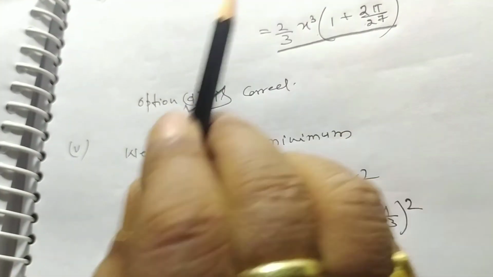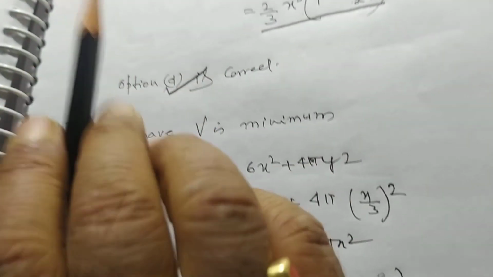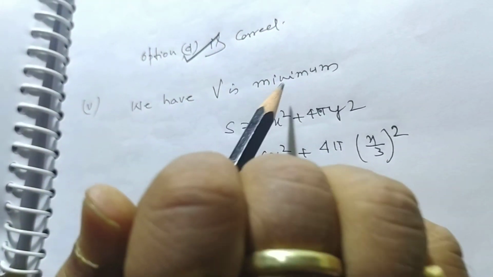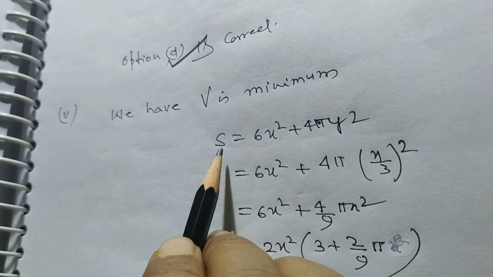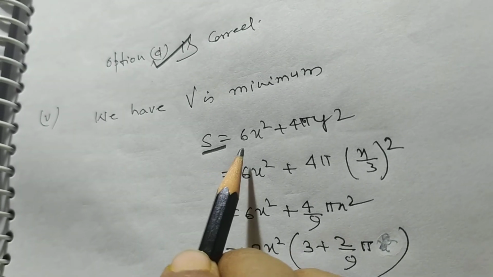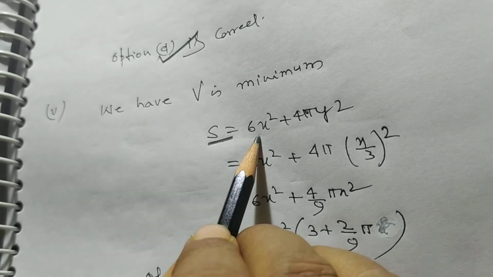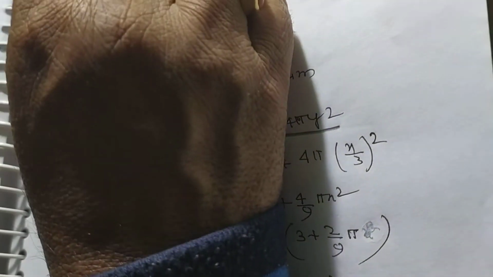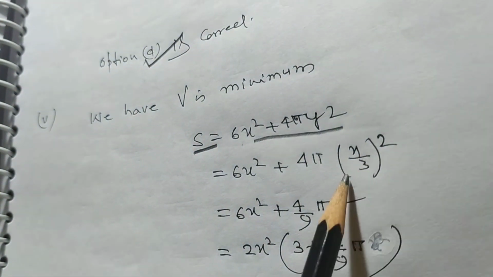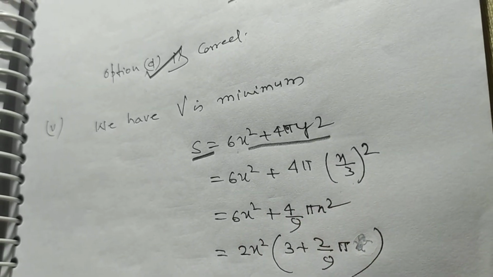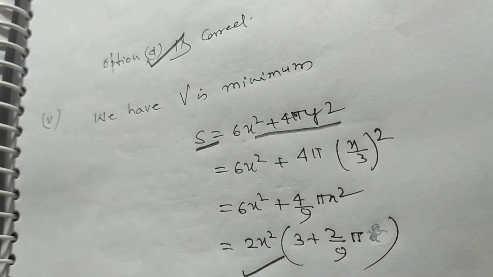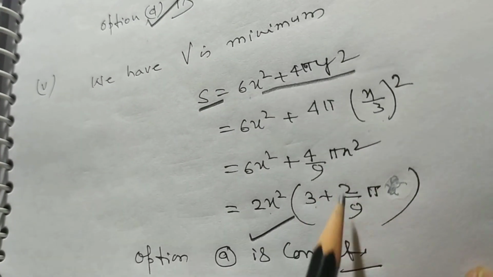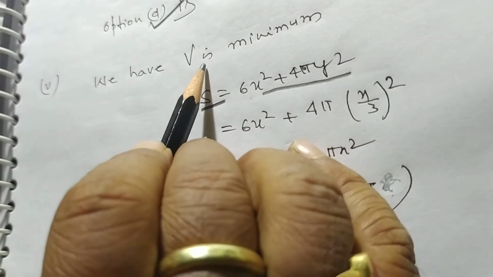Here there is no use of calculus. Only in case 3, use of calculus. We have v is minimum. So v is minimum when s is 6x square plus 4 pi y square. And here there is relation between x and y. So we change y in term of x. So minimum volume is this much, 2x square within the bracket 3 plus 2 by 9 pi. So we have v is minimum.